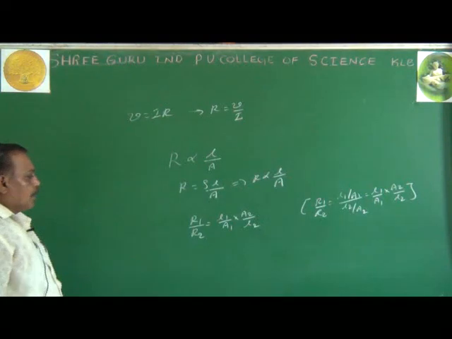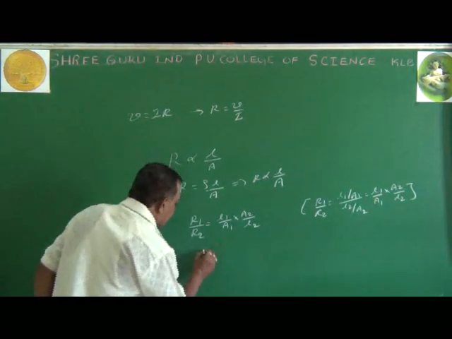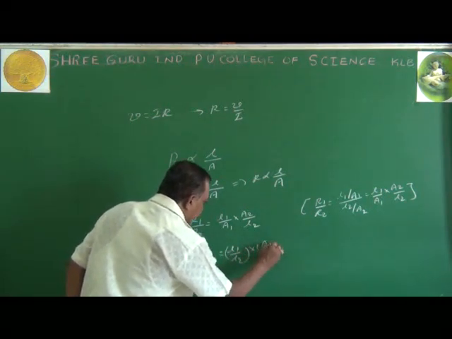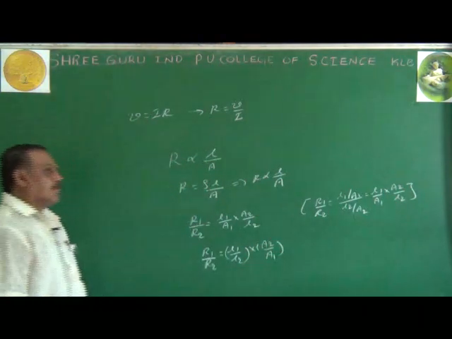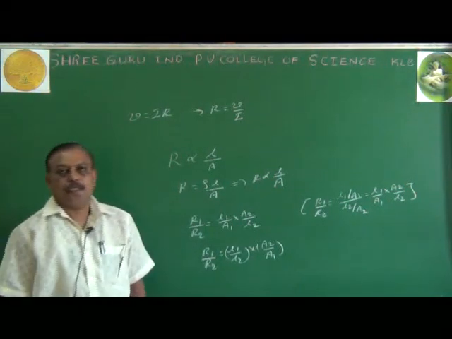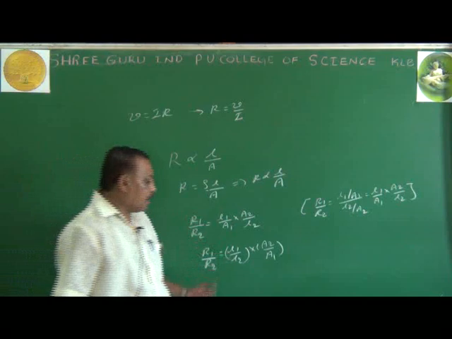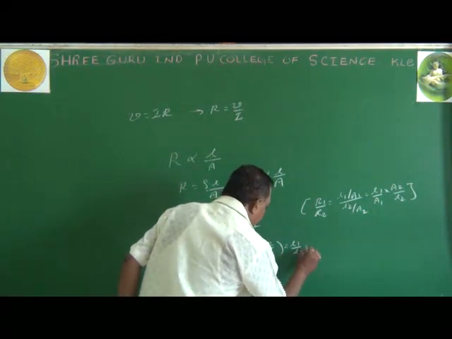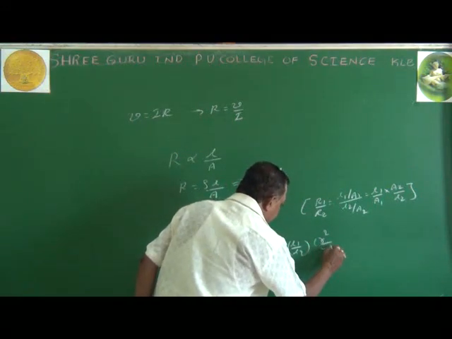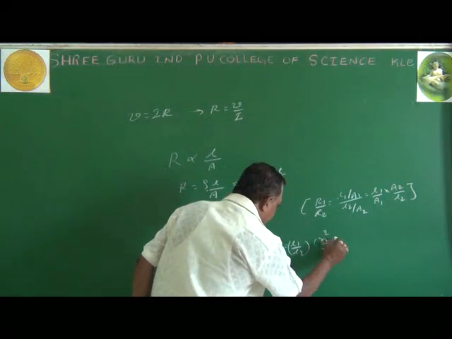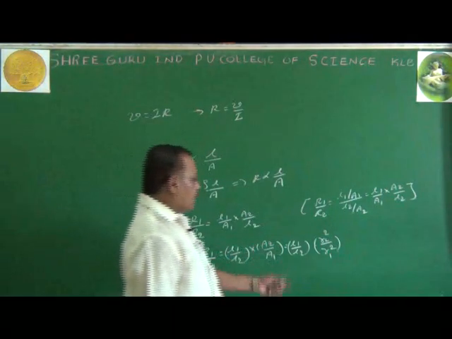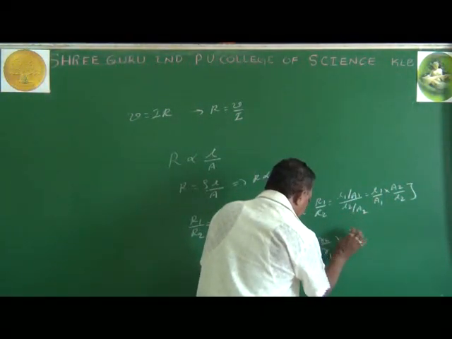I can write R1 by R2 equals L1 by L2 into A2 by A1. If I take it in terms of the radius of the wires, A equals pi r square, then I can write L1 by L2, pi cancels, into r2 square by r1 square. This is true for the second wire and the first wire. Now this is nothing but R2 by R1 whole square.